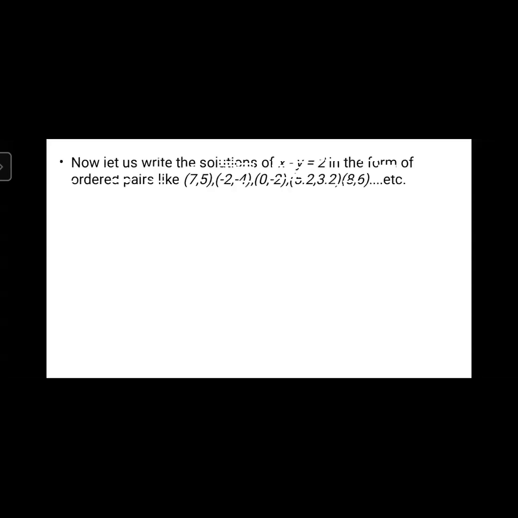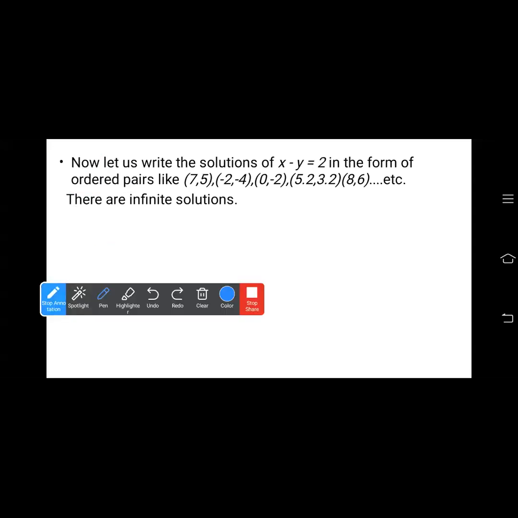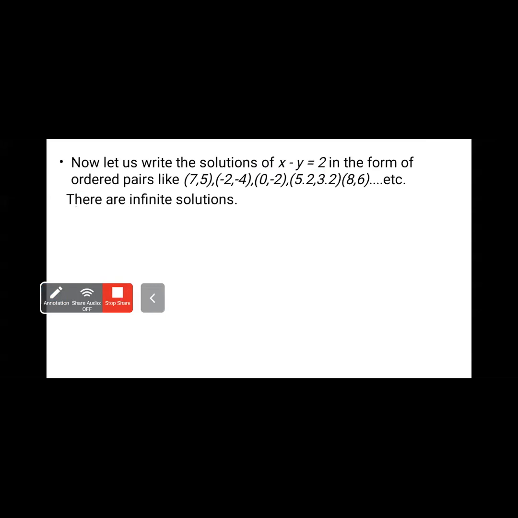Now, consider the second example. Find two numbers such that their difference is 2. So let the greater number be x and the smaller number be y. So we get the equation x minus y equal to 2. For the values of x and y, we get the following equations.